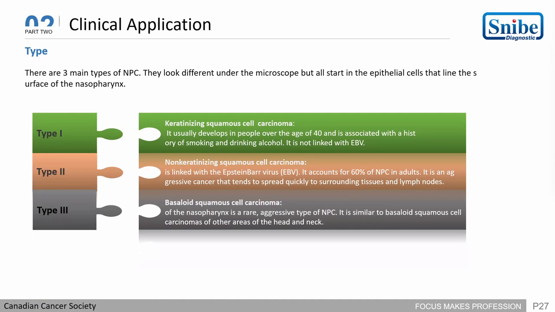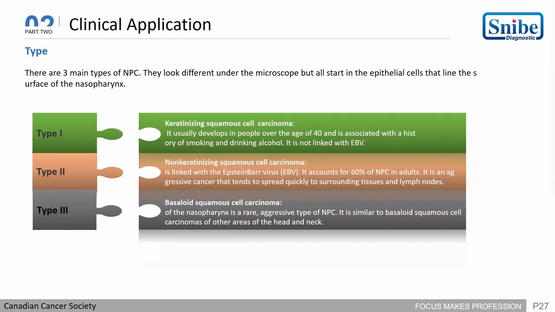And they have different risk factors: smoking and drinking habits may lead to type 1. Type 2 is a squamous cell carcinoma that is non-keratinizing. It is mostly linked with EBV, with 60% of NPC in adults due to this. This is an aggressive carcinoma, which tends to spread more quickly to the surrounding tissue and the lymph nodes, as compared to keratinizing squamous cell carcinoma and basaloid squamous cell carcinoma.